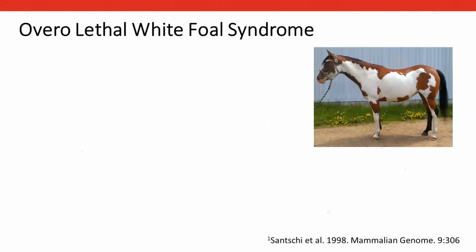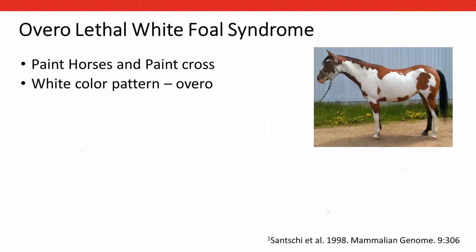Okay. So coat color, which we started talking about, has some interesting connections to disease. And I want to go through a few of those. So overo lethal white foal syndrome is one you may have heard of. It's in paint horses and in paint crosses. And it has something to do with this white color pattern called overo. So this horse on the right is an overo. He's called a frame overo actually because it looks like he has a picture frame around him. So dark color goes across his back, down his legs, and kind of in a rectangular pattern.